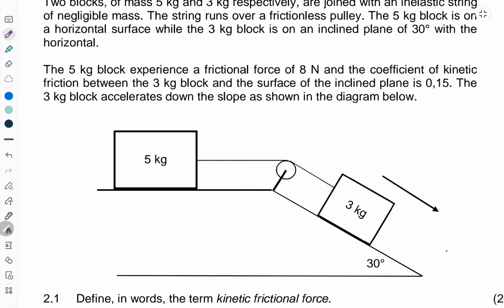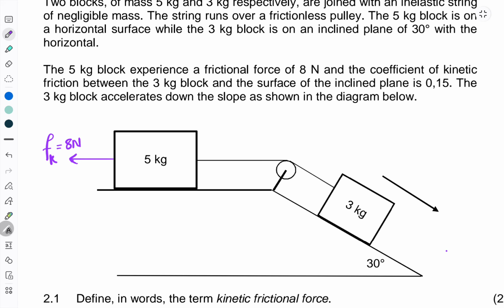So the frictional force on the 5 kilogram block is pulling that side there. Let's call it our F, which is 8 newtons based on what we're told. It's kinetic friction, so we can call it Fk.